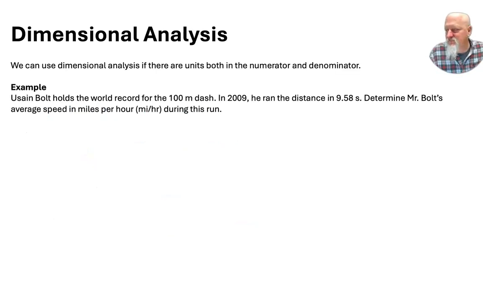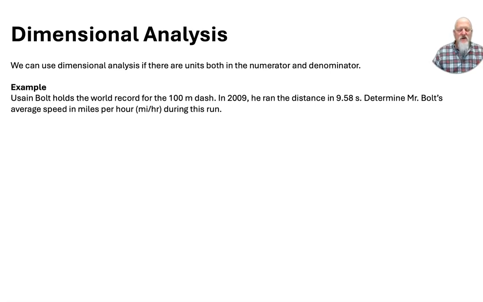One more, and then we're going to give you some practice. So we're going to have mixed units here. We're going to have a unit in the numerator and the denominator. And we're going to convert and show you how to do that. Okay. Usain Bolt holds the record for the 100-meter dash. In 2009, he ran 100 meters in 9.58 seconds. Determine Mr. Bolt's average speed in miles per hour during this run.